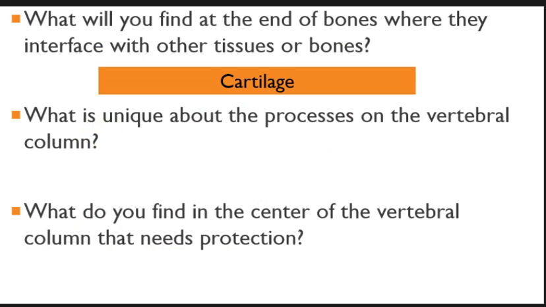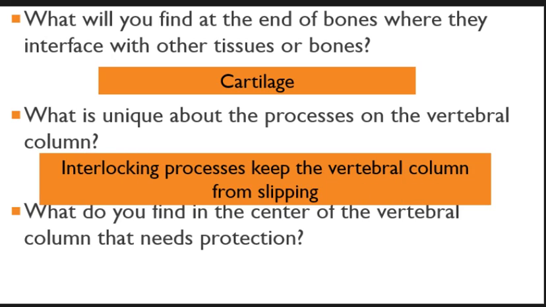What is unique about the processes on the vertebral column? Those processes sticking out, they interlock, right? I think that's what I put. Interlocking processes keep the vertebral column from slipping. They're like this really great puzzle. We can still bend over and things won't slip out of joint there. That would be scary. That would be bad.